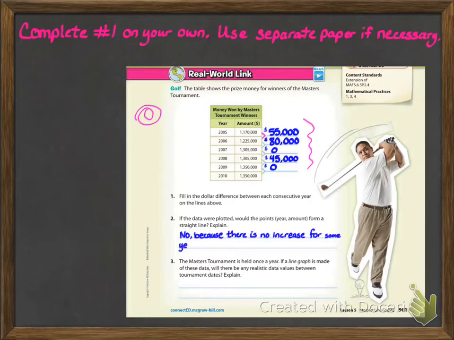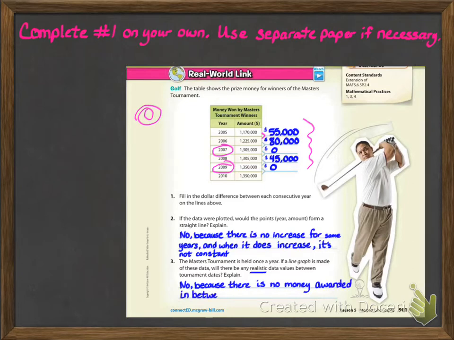If you look at the 80,000 and then down to the 0, there's no increase there. So when you're plotting those points, you're not going to end up getting a straight line, because it's not a steady increase.